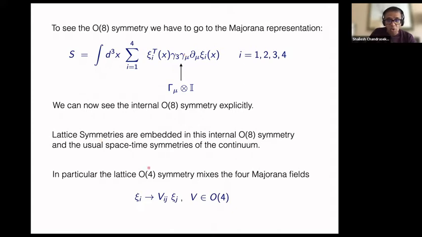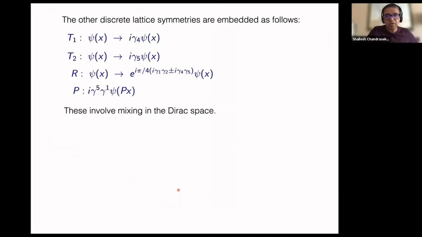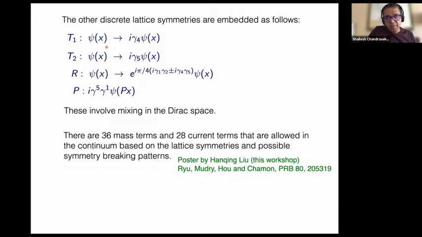So the O4 is actually very natural in this Majorana representation, and it's just these 4 Majoranas rotating among themselves. With that understanding, we can then go back and look at how all the symmetries are embedded. The lattice symmetries are embedded in the continuum, right? And Hanqing came up with various kinds of bilinear terms.